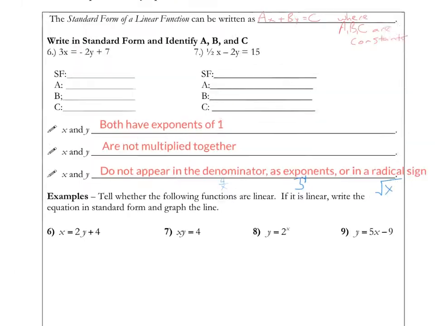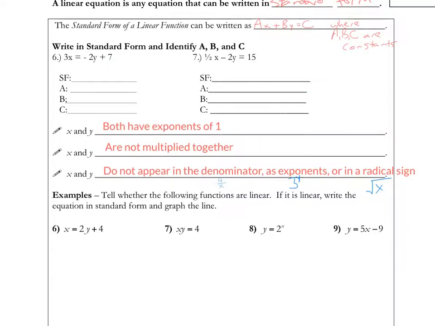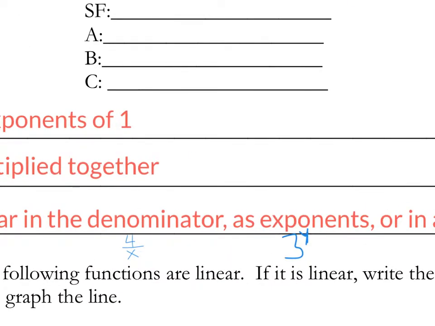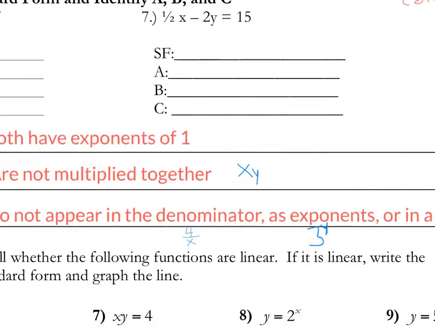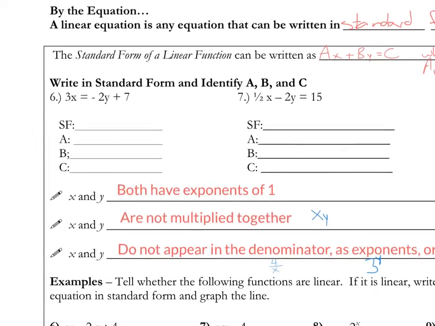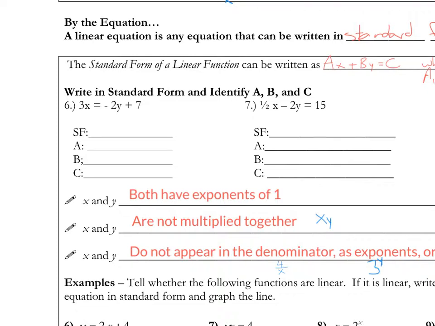Okay, so those are the things you're looking for. They're not multiplied together. It would be like x times y. Okay, and then exponents of 1 means you don't see exponents there, because when there is no exponent written, the exponent is 1. Okay, so looking at number 6 then, write it in standard form.